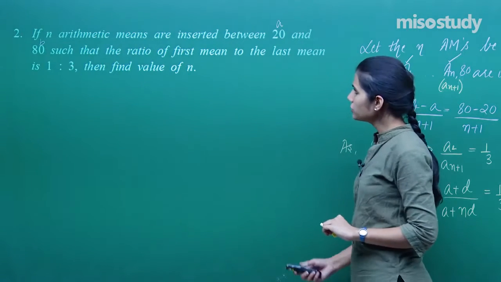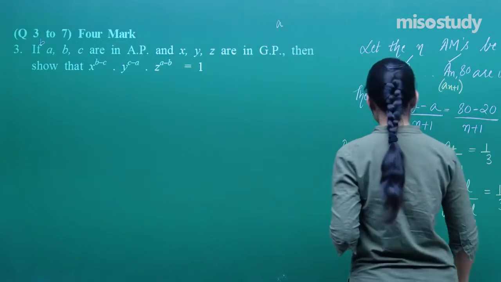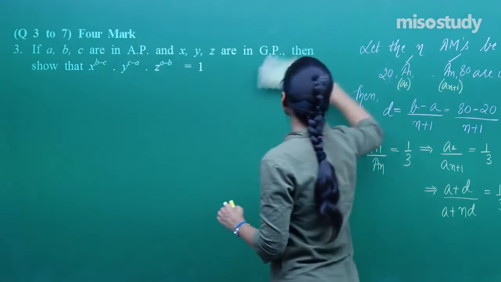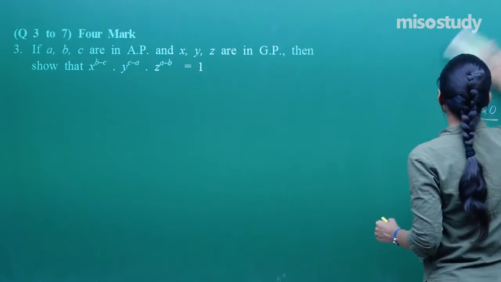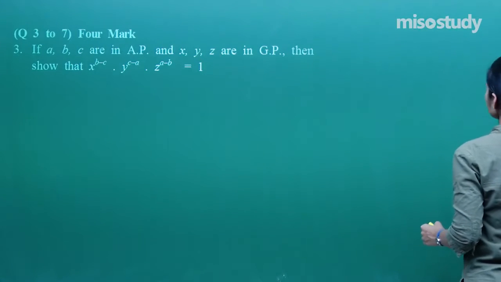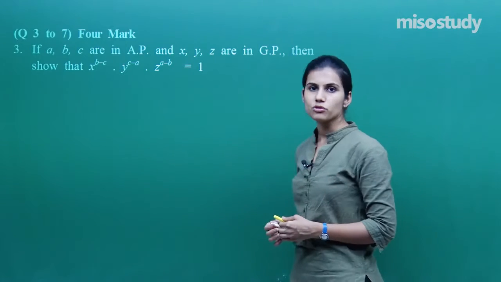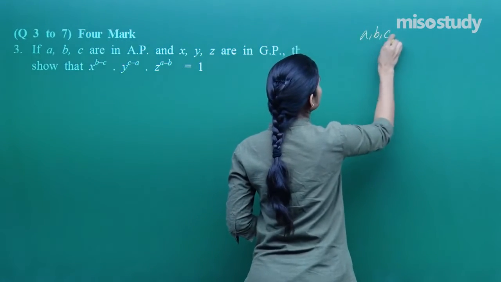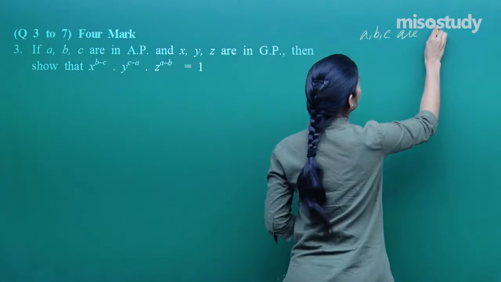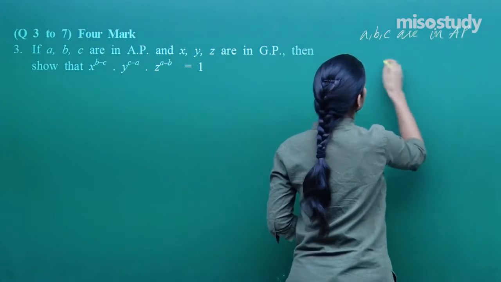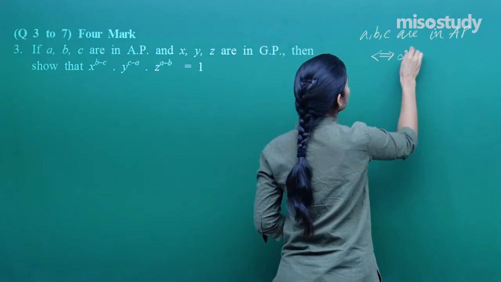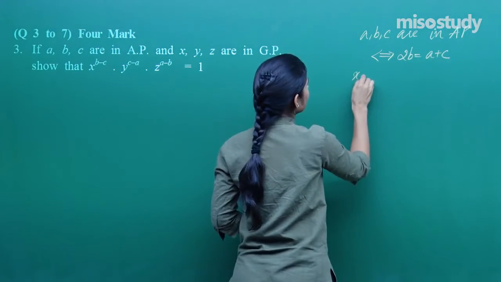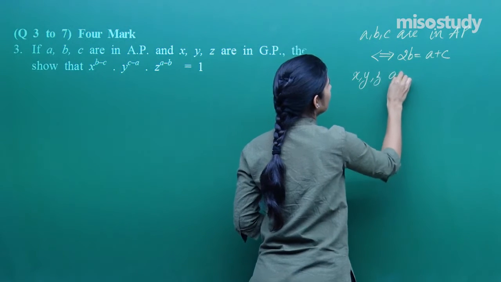Okay? Moving to the next question we have, if A, B, C are in AP and X, Y, Z in GP, show that this quantity is equal to 1. You just need to know the basics related to AP and GP and you would be through with any question on that. A, B, C are in AP. This means that twice the middle term is equal to the sum of the first and the third. X, Y, Z are in GP.